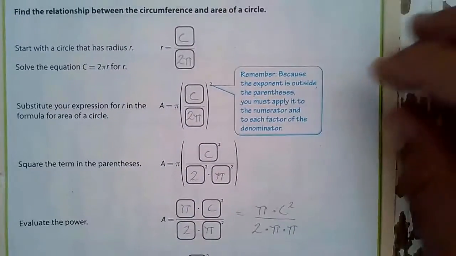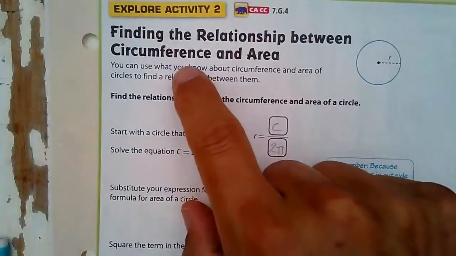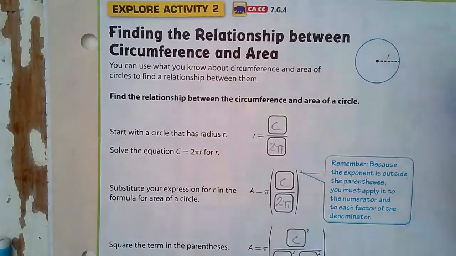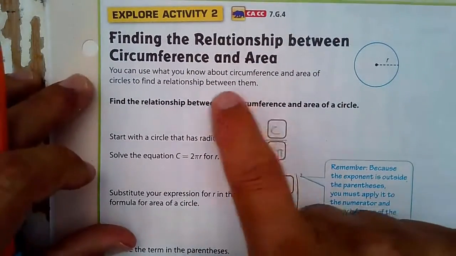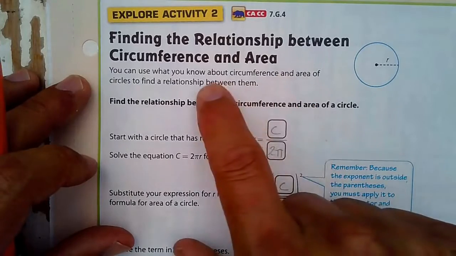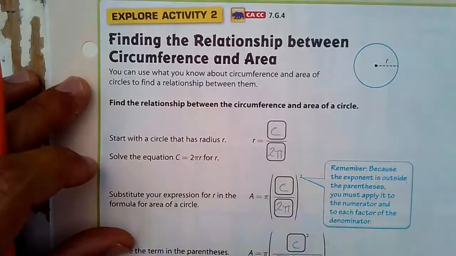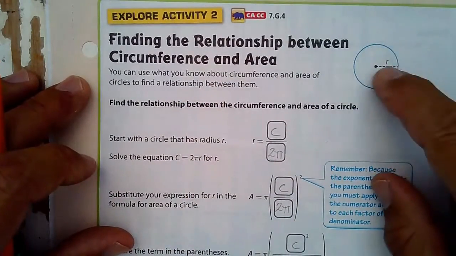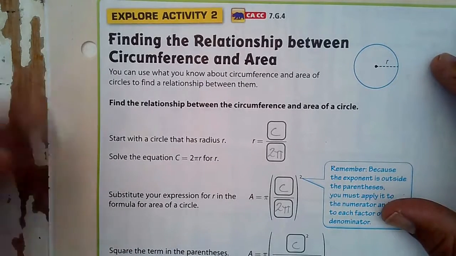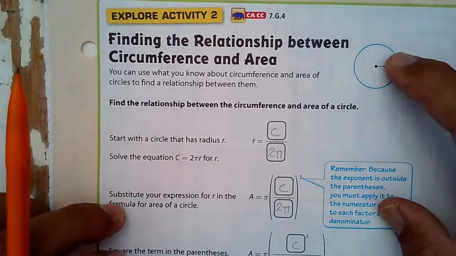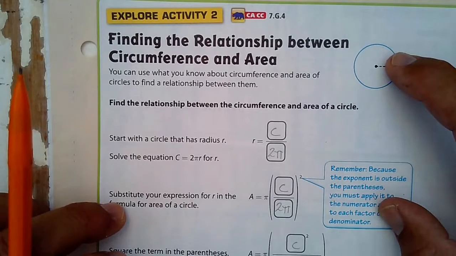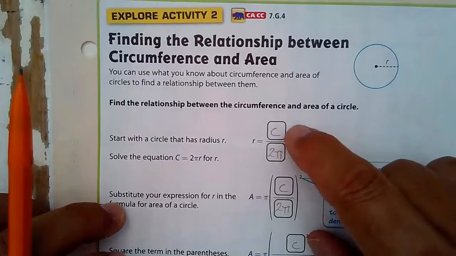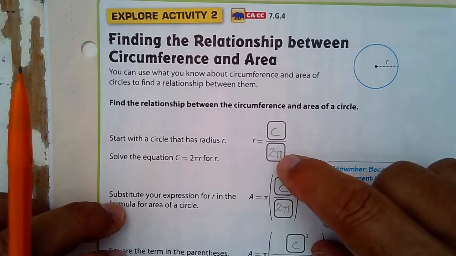What we have next is 273, finding the relationship between circumference and area. Okay, you can use what you know about circumference and area of circles to find the relationship between them. So we have a circle. We got the radius right here. And start with a circle that has radius. Got it. And the radius is equal to the circumference divided by 2 pi.